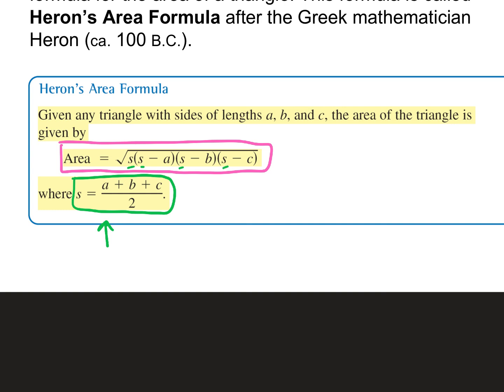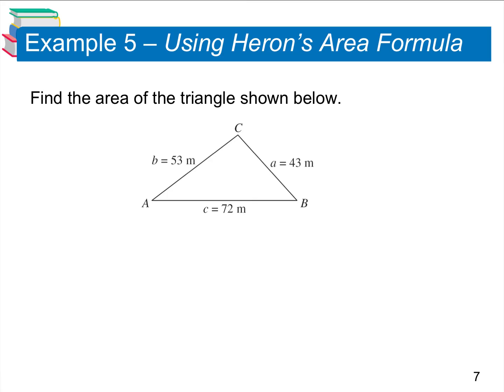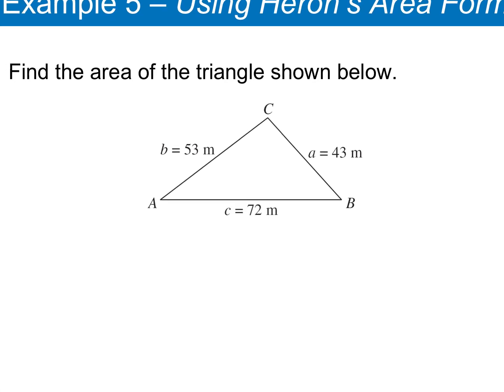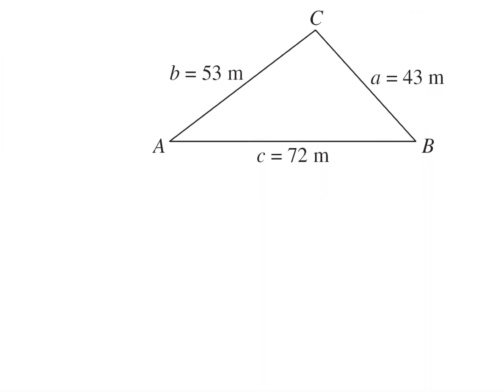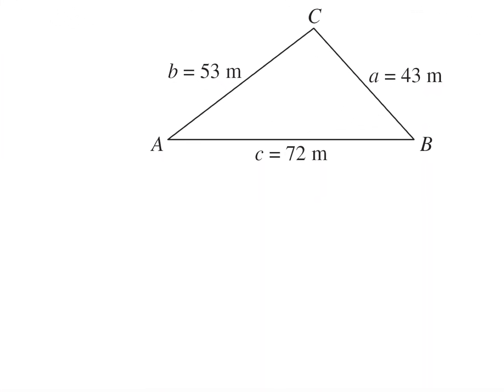So first thing we need to do is find s. So this is when it gives you a triangle with side lengths a, b, and c. We use Heron's formula. So here it gives us the 3 sides. So we have to use Heron's formula to find the area. What do I have to find first? S. So S is equal to A plus B plus C divided by 2. So 43 plus 53 plus 72 divided by 2. So we get S is equal to 84.